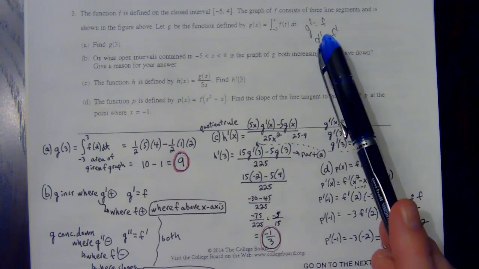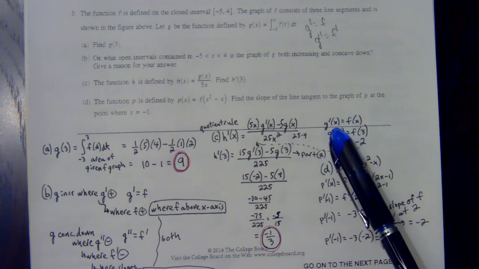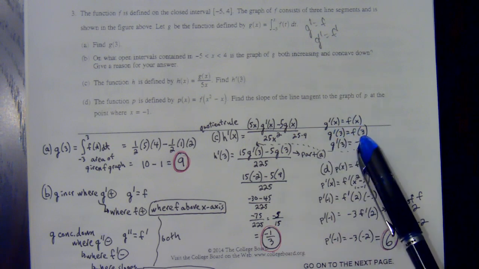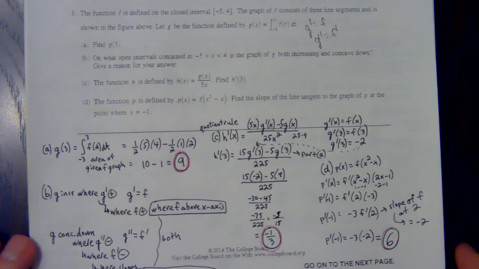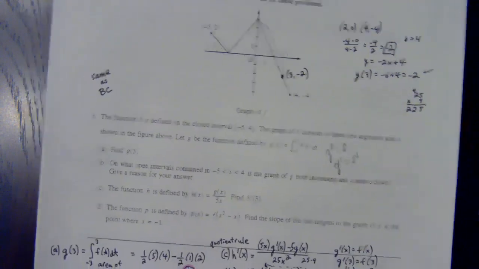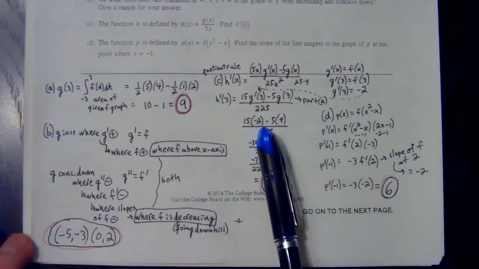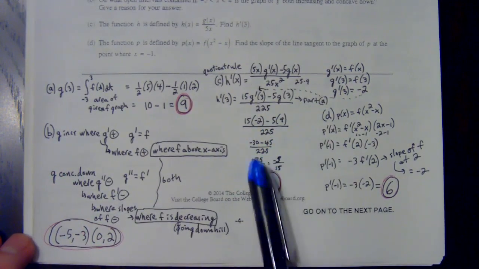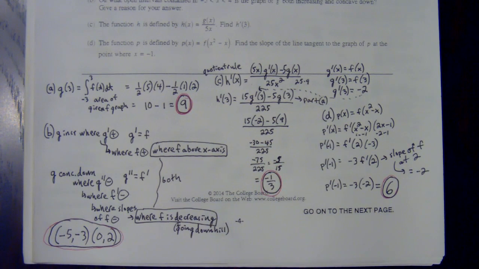So we set up here, if G was the integral of F, G prime is equal to F, which means G prime of 3 is equivalent to F of 3, and F of 3 is what we found up here. That's on my F graph when x equals 3. What's that y value? So that's where we're getting that -2 right there. And then it's just some arithmetic the rest of the way.